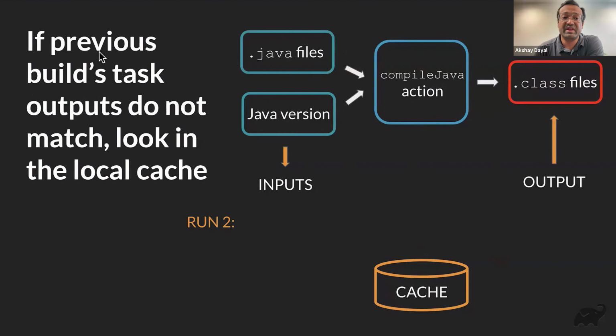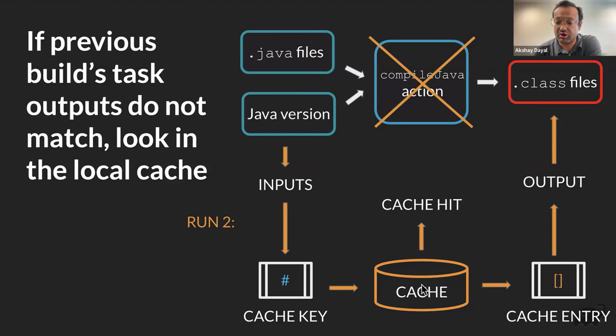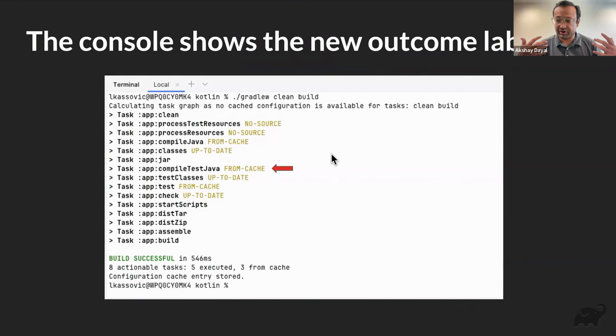Now, if you do a build, if the current outputs in the build directory don't match what was used to create them, so if the inputs are now different, it'll look at the local cache first. It'll create the hash of the inputs. It'll look up the cache. If there's a hit, it'll take the outputs and put them in the build directory and use that. And it doesn't need to run that expensive action. So this covers a lot more use cases for performance improvements than just incremental builds.